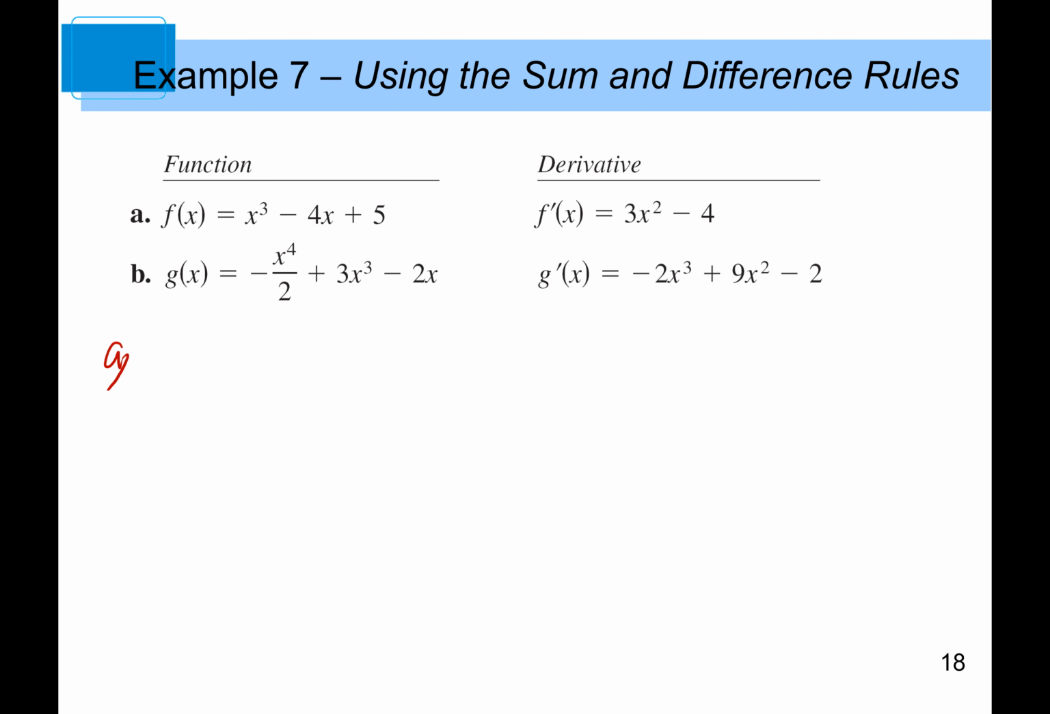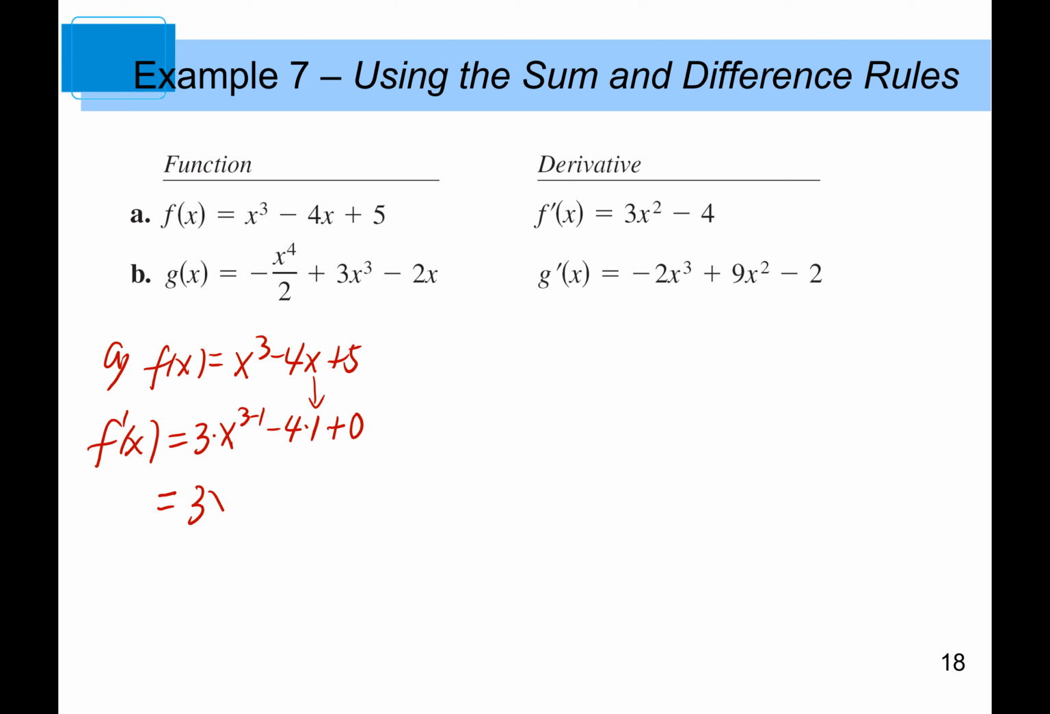Okay, f of x equals x cubed minus 4x plus 5. So f prime of x, we just gotta separate into three different terms, right? Take the derivative for x cubed first, use the power rule. Derivative of x becomes 1, derivative of constant 5 becomes 0. So it becomes 3x squared minus 4 plus 0. So it's 3x squared minus 4.